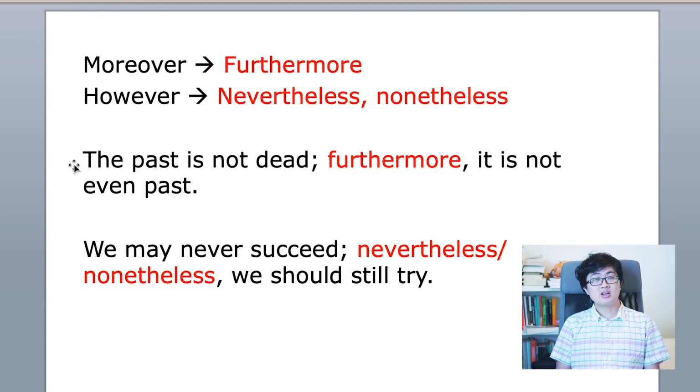Now, nevertheless and nonetheless are strictly speaking not exactly the same as however. They mean something like in spite of what I have said. So here it means that we may never succeed, but despite saying that, I still believe that we should try. That is the idea of nevertheless or nonetheless.